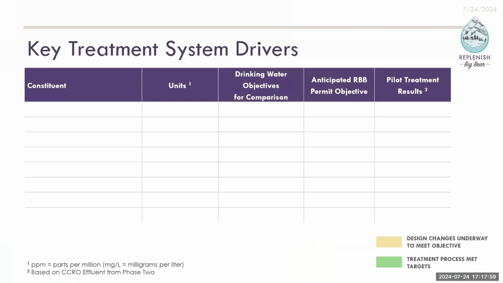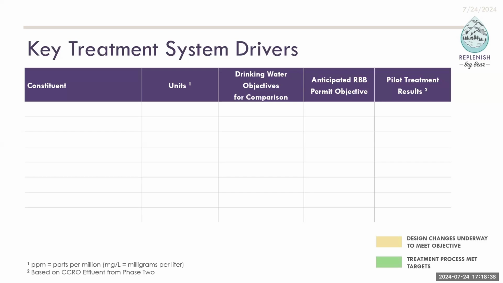So for the water quality summary here, just to orient you to the table, we're going to go through line item by line item. These are the key system drivers I'm going to be highlighting by constituent. We have in the middle column, just for context, some comparison to what the drinking water objective is for these particular constituents, our anticipated permit objective to replenish Big Bear, and then the results. On the bottom left there, you'll see a couple of notes. Now we're presenting these in parts per million. Drinking water consumer reports can also be in milligrams per liter, if they're equivalent.